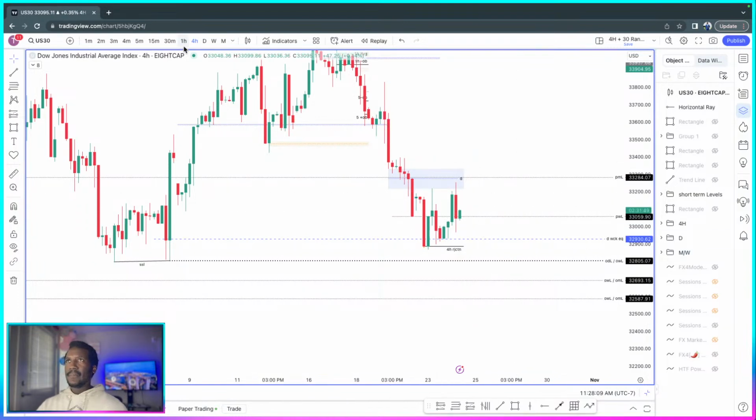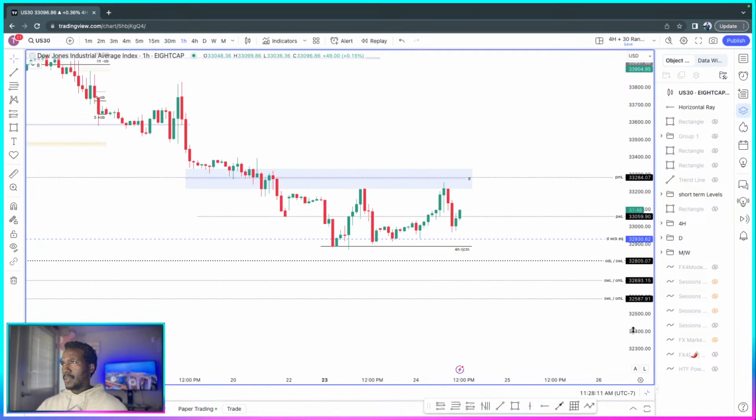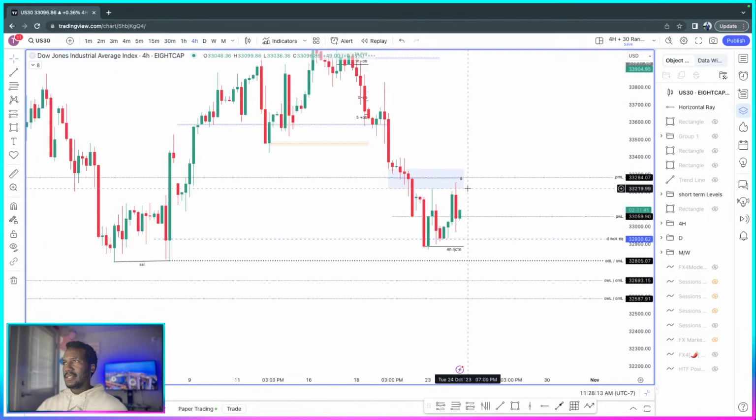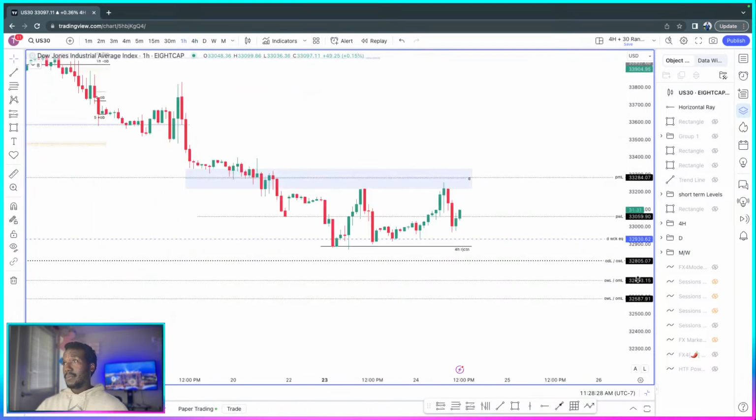So okay, let's see the 1-hour. The range I'm looking at is this high and this low right here, and that is where we are. So we either come and take the high, or we come down and take this low. And already I'm favoring going down, because this is a walk in the park right here. That's what I'm seeing on a higher time frame.